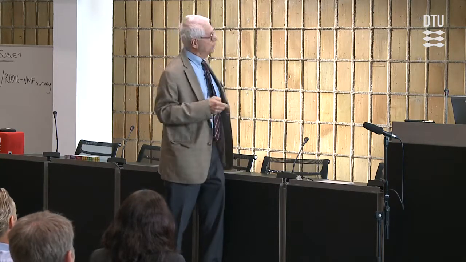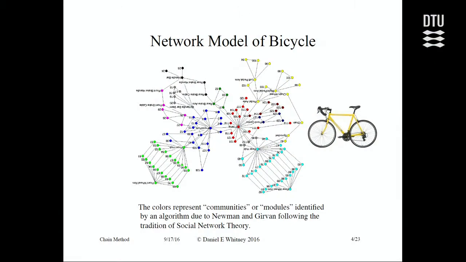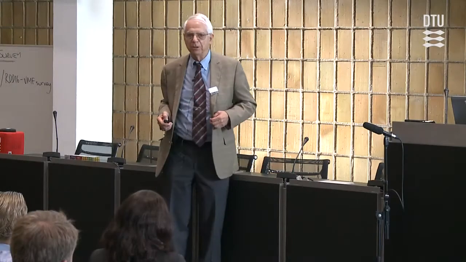So this is one of the ones I made. This is a bicycle. Can you tell? Here are the rear wheel, the front wheel, the frame is here, the handlebars are here, the seat and so on is over there. And you can see that some of them are given colors. In social network theory, they're called communities, and social network theory is full of algorithms for helping you to identify the communities. For us, we'd call them modules or subassemblies, perhaps.